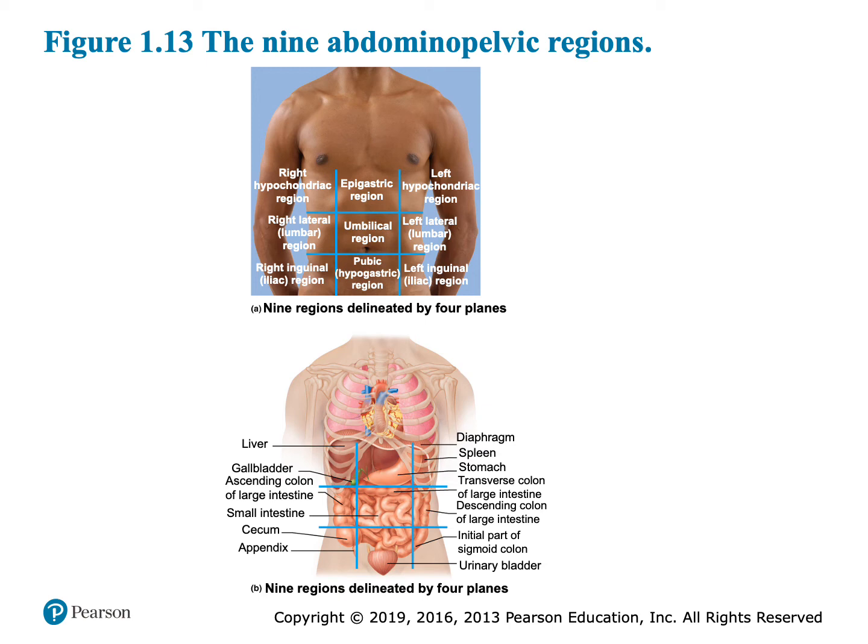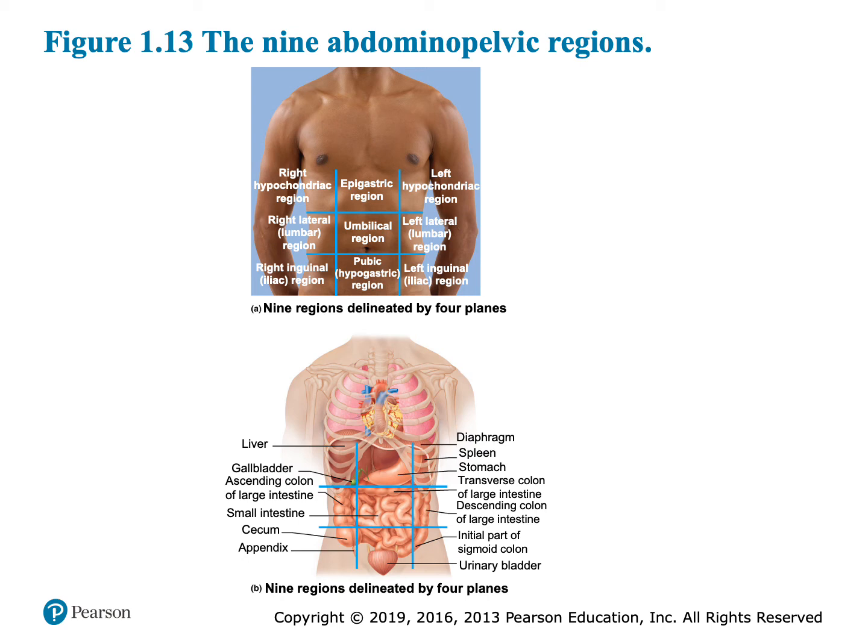Superior to the umbilical region, you have the epigastric region. Epi on top of gastric. The reason is that it's right on top of the stomach, gastric stomach. Lateral to the epigastric region, you have the right and left hypochondriac regions. Lateral to the umbilical region, you have the left and right lumbar regions. And then inferior to the umbilical region, you have the hypogastric region.